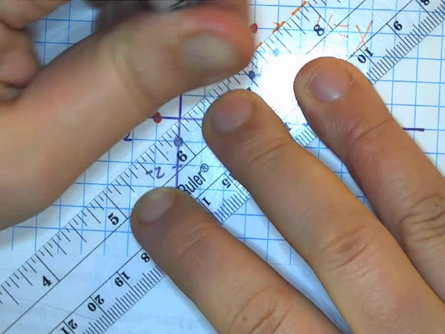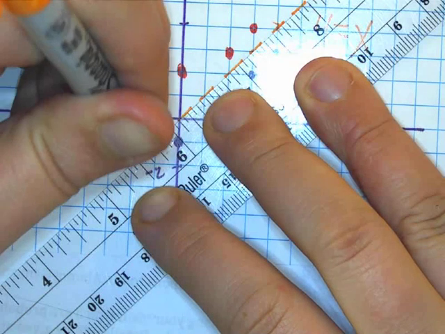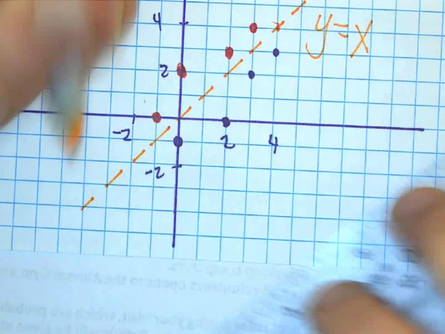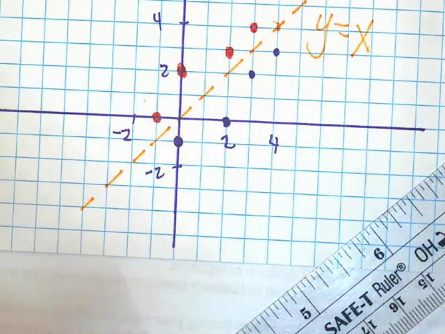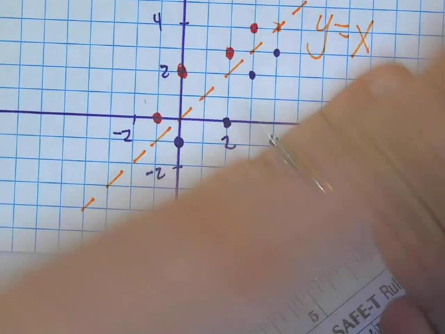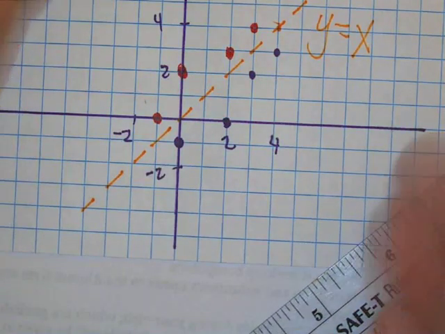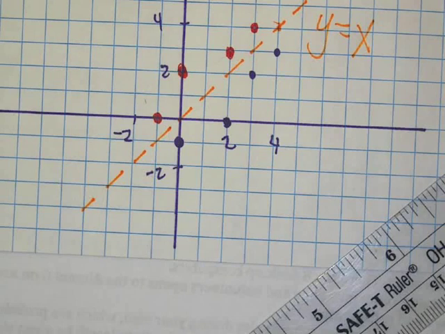It's reflected over this line. Inverse, when you look at it graphically, it's just reflected. It's like I could take this paper, fold it, and they would land on each other. So graphically, that's what inverses do. They reflect it over the line y equals x. Kind of cool?